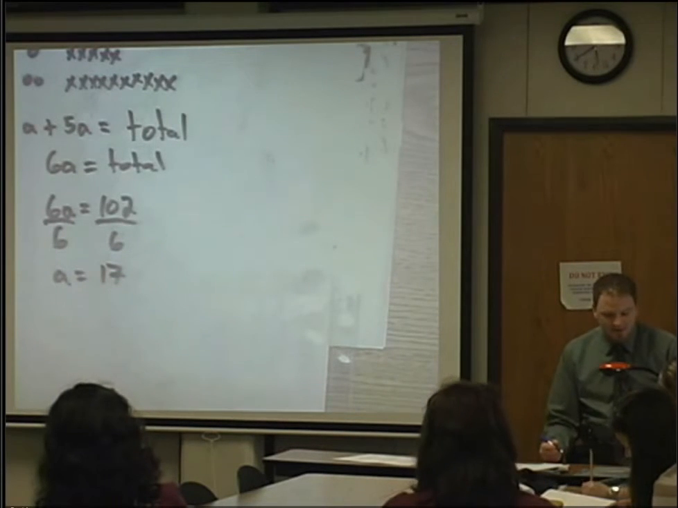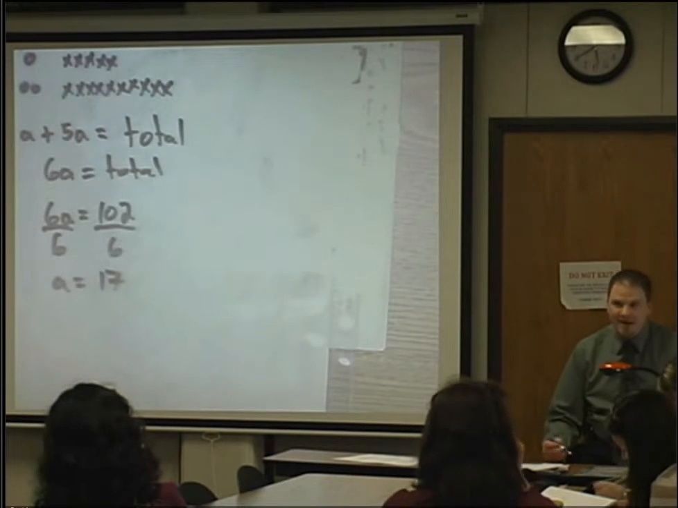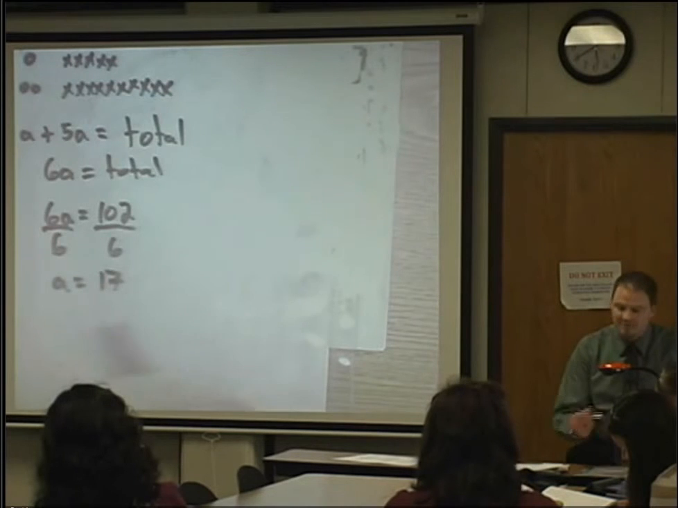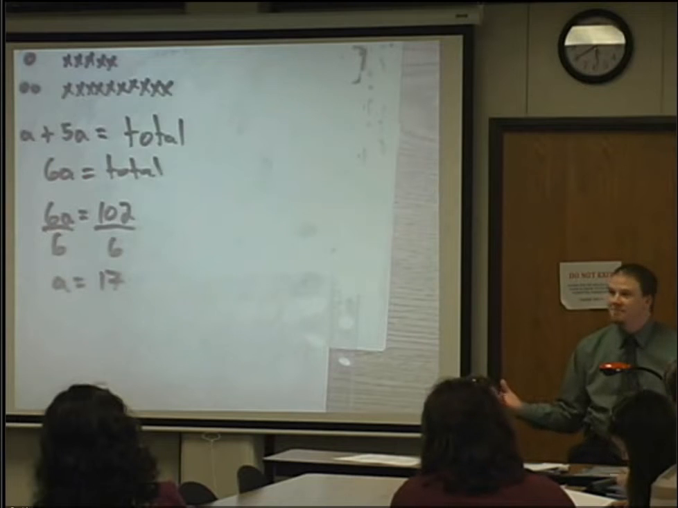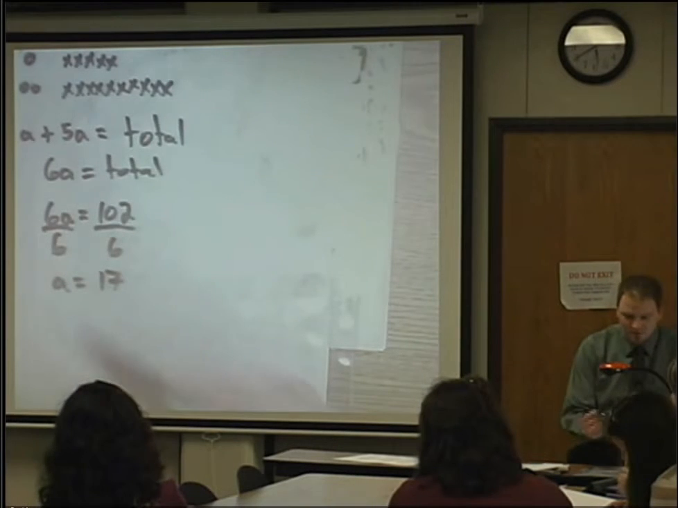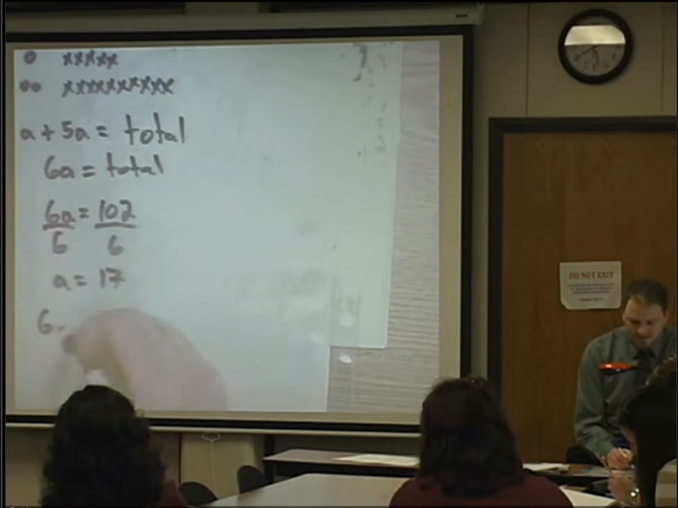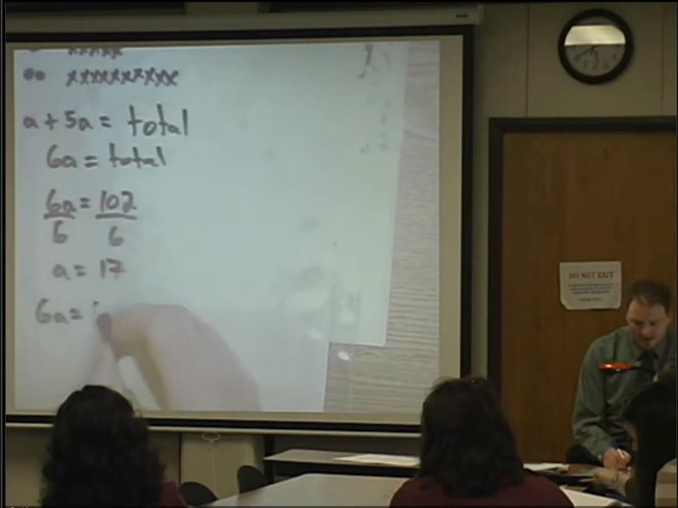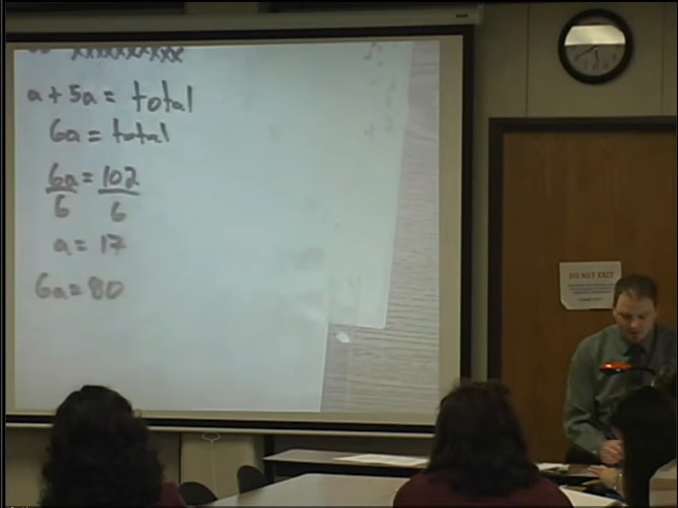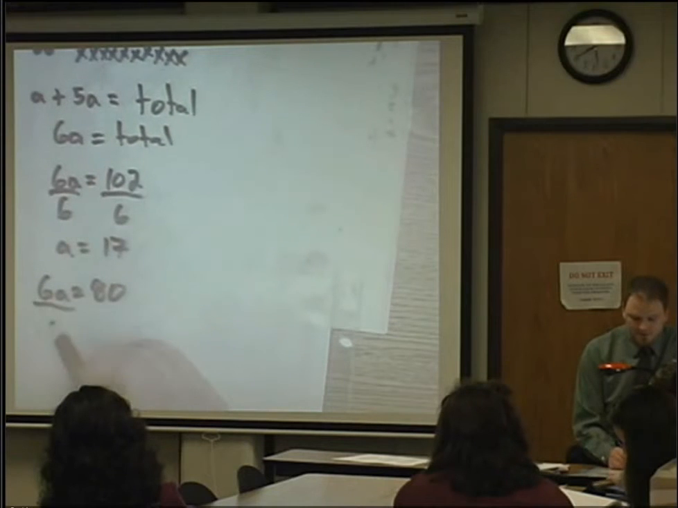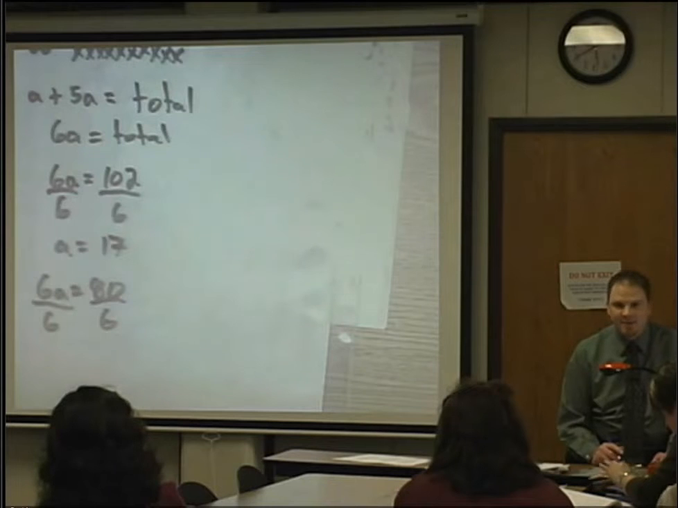So if I had 17 adults, how many children would I have? Well, then I would just take 5 times that 17, and that would give me 85. Okay, so that worked. So let's try our next one. So we will say 6A is equal to 80. All right. So we're going to solve for A. Divide both sides by 6. What's 80 divided by 6?